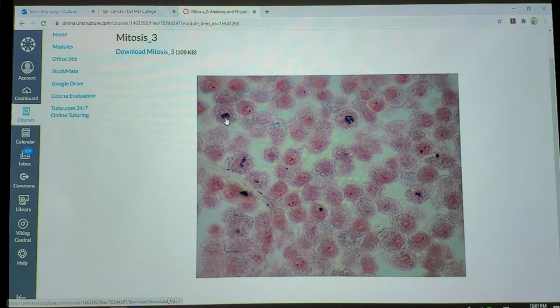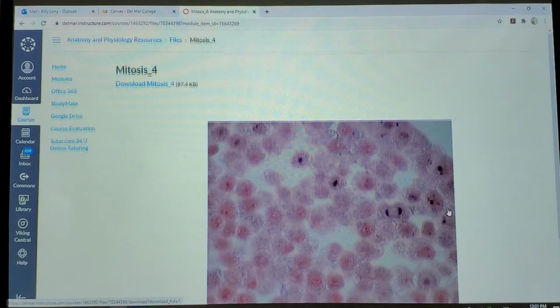Excellent example. Right here, I see metaphase. The chromosomes are all nicely lined up. I can even make out the spindle fibers. And then over here, this is the beginning of anaphase. I see the chromosomes separating into two distinct lines. Okay?